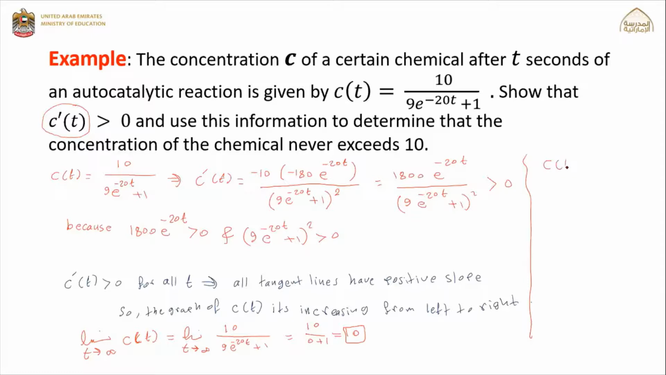C(t) is increasing, and the limit as t goes to infinity of C(t) equals 10. So C(t) never exceeds 10.